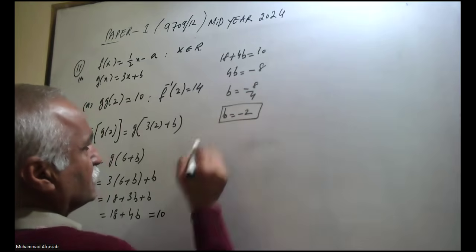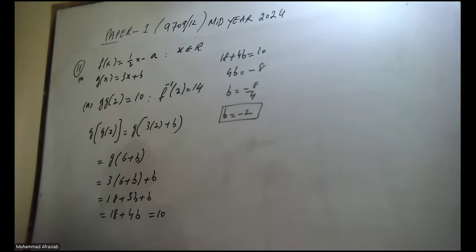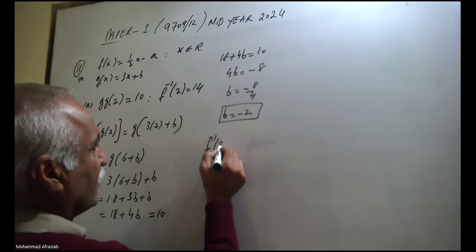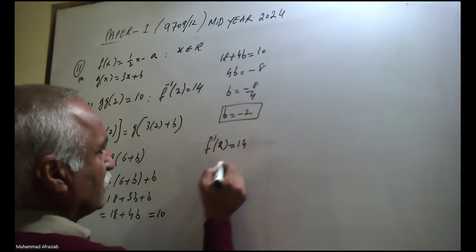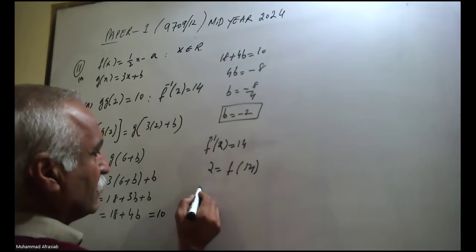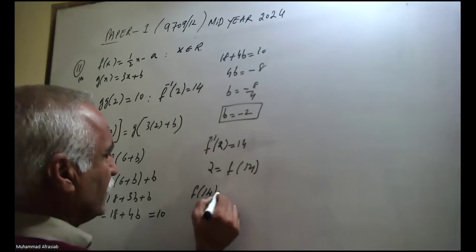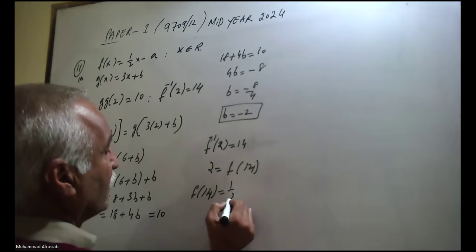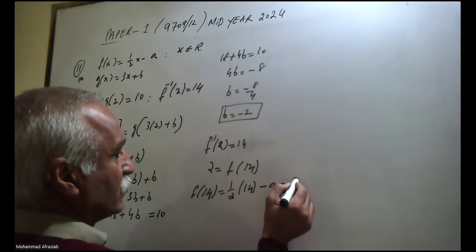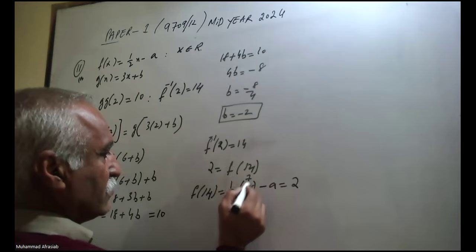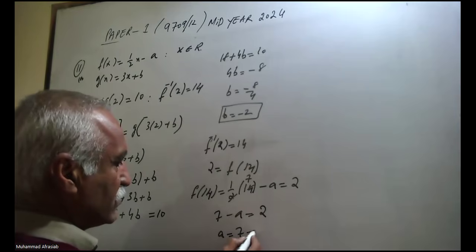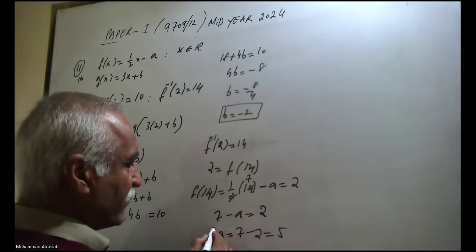Then they are asking f inverse of 2 is equal to 14. Since f inverse of 2 is equal to 14, so 2 should be equal to f of 14 there. So f of 14 will be equal to half into x is 14 minus a, and that should be equal to 2 there. So 7 minus a is equal to 2, or a is equal to 7 minus 2, and that is equal to 5.